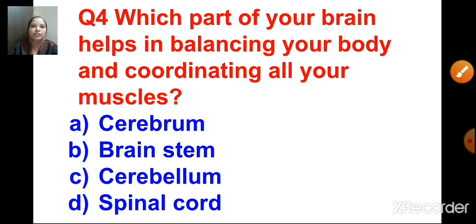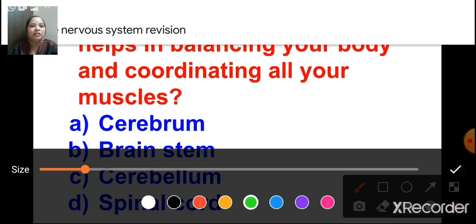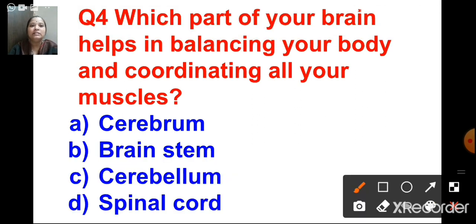Moving on to the next question. Which part of your brain helps in balancing your body and coordinating all your muscles? The options are cerebrum, brainstem, cerebellum or spinal cord. So, what is the answer, children? The answer is cerebellum. Cerebellum helps in balancing of the body, right?